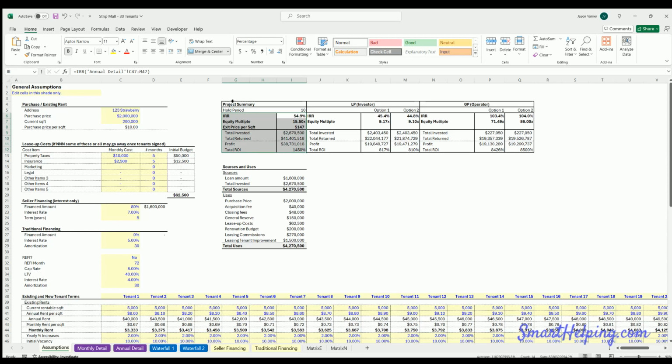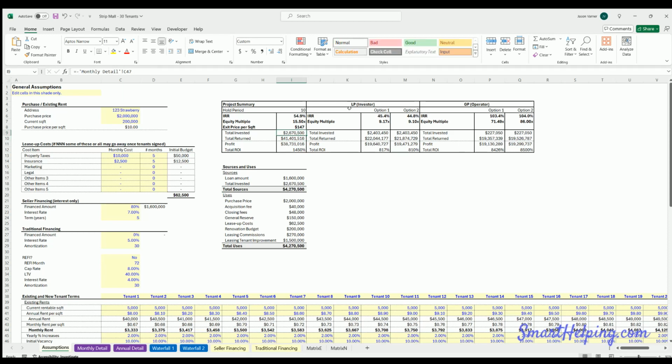This is a project level summary. Your sources and uses. So we can see sources are investment amount, loan amount. Uses are all the stuff you're spending money on up front. These always equal. Here's a project IRR, equity multiple, exit price per square foot, total invested, total return, profit, return on investment.